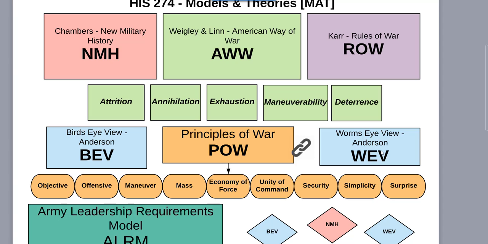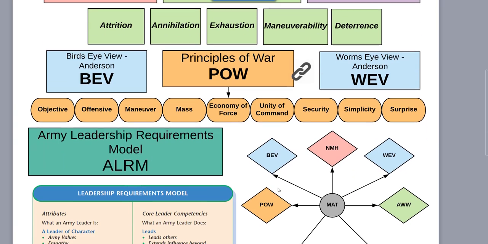Then we talked about the principles of war. We have the nine major principles of war. Again, these seem like more of the old history, but it's essential that we understand them: objective, offensive, maneuver, mass, economy of force, unity of command, security, simplicity, and surprise. We need to keep on using those as we analyze conflicts going forward.